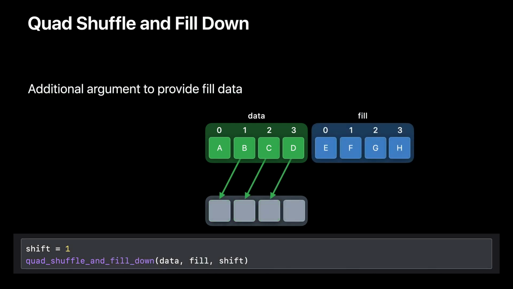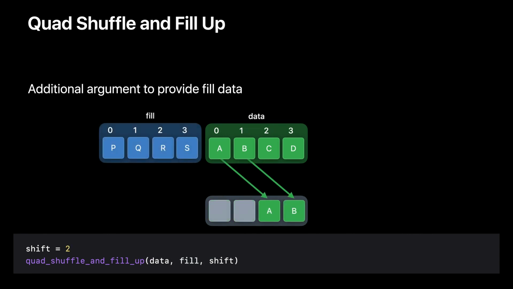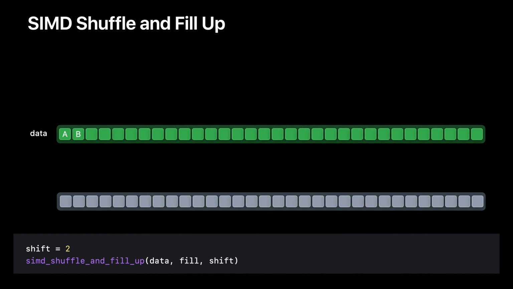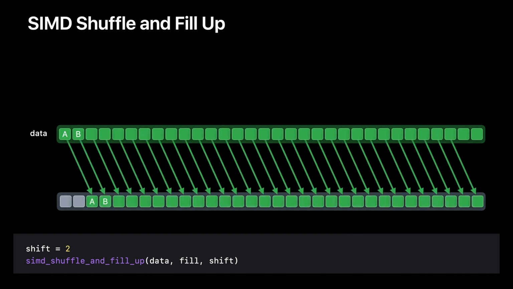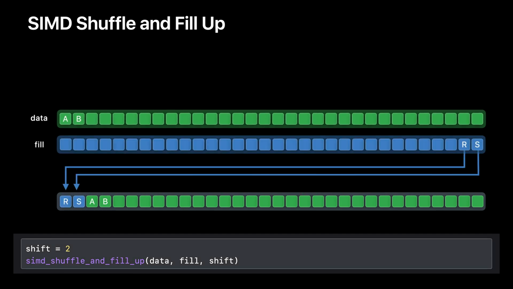Instead, if the quad shuffle and fill down instruction is used, a fill buffer is provided to update thread 3 in the result. Now the fill data of thread 0 is shuffled to the output data in thread 3. And similarly, for a quad shuffle up and fill with shift of 2, we see A and B are shuffled to threads 2 and 3, and the data from the fill buffer is shuffled into the output's lower lanes. On Apple Silicon, SIMD groups are composed of 32 threads, and the same shuffle and fill behavior can be applied across our SIMD lane, where the lower delta lanes are filled with the upper lanes of the fill data.